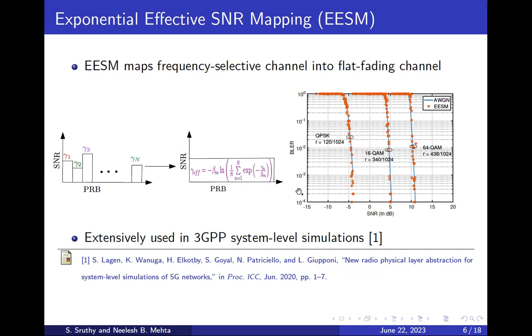We plot the block error rate as a function of SNRs for 3 different MCSs. Here, the blue solid curve is shown for the AWGN channel and the scatter plot is shown for EESM. For all SNR values and for all the MCSs, the scatter plot almost overlaps with the solid curve. And EESM has been extensively used in 3GPP system level simulations.